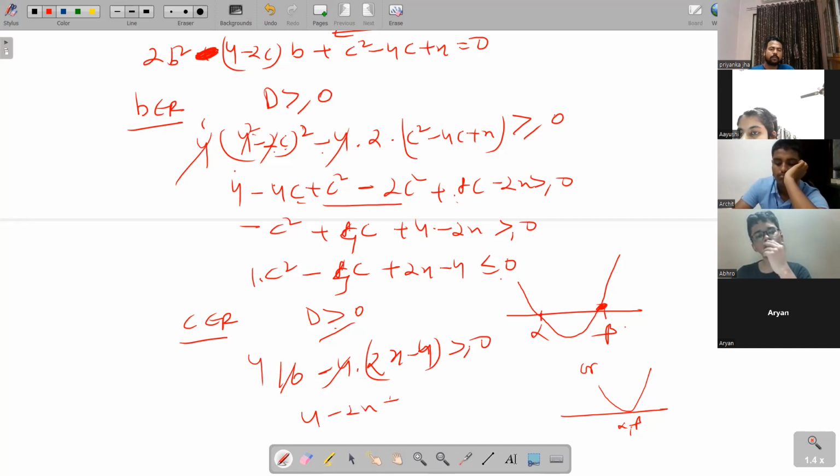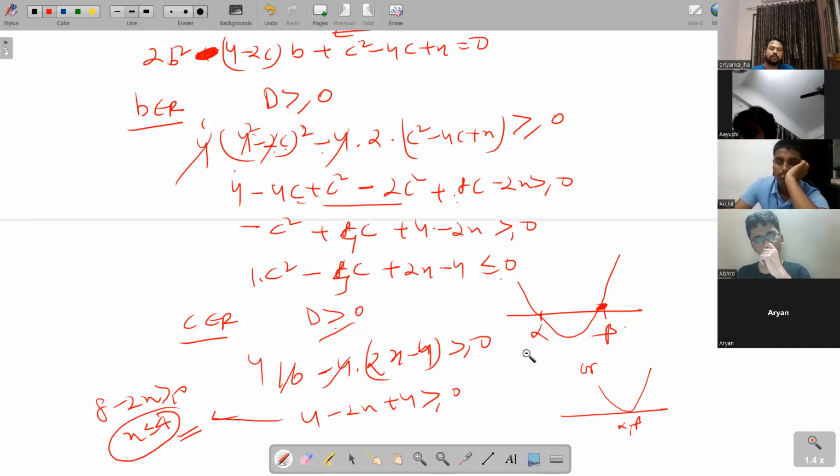4 minus 2x plus 4 greater than or equal to 0. So from here you can see that 8 minus 2x is greater than or equal to 0. So x is less than or equal to 4. So this is the maximum value of x. Means the maximum value is 4.